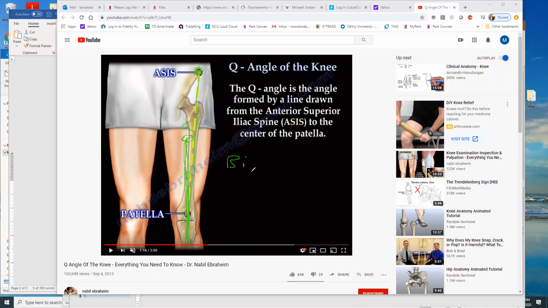A big Q equals bad knees. Small q equals okay knees. So that's the big thing you need to remember. Essentially, the wider set your hips are, the worse your knees are. So women have an inherently larger Q angle, and it also means that they have inherently less stable knees than men do, just because your hips are wider set. So the bigger the Q angle is, the less stable your knees are.